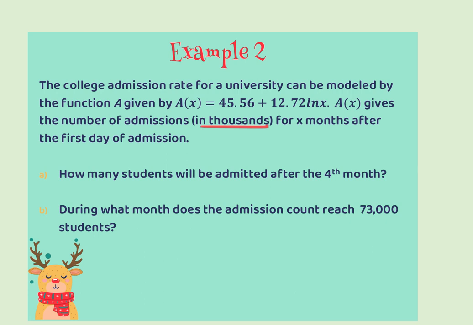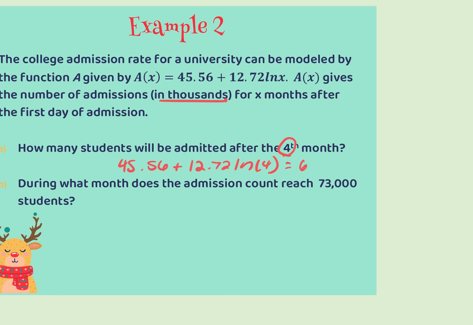What do I do with that? Just make that my x, right? The 4 would be the 4th month. The month is your x. So I'm going to do 45.56 plus 12.772 ln of 4. And I get 63.194, but it's in thousands.